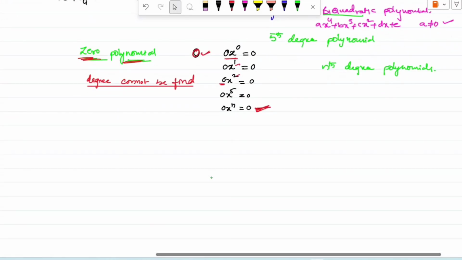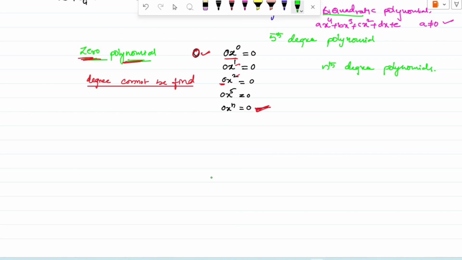Now, what is the importance of the zero polynomial? The zero polynomial doesn't have any degree, meaning the degree cannot be found. Now, the new concept is very important: the value of the polynomial. What is meant by the value of the polynomial? Let us take an example.